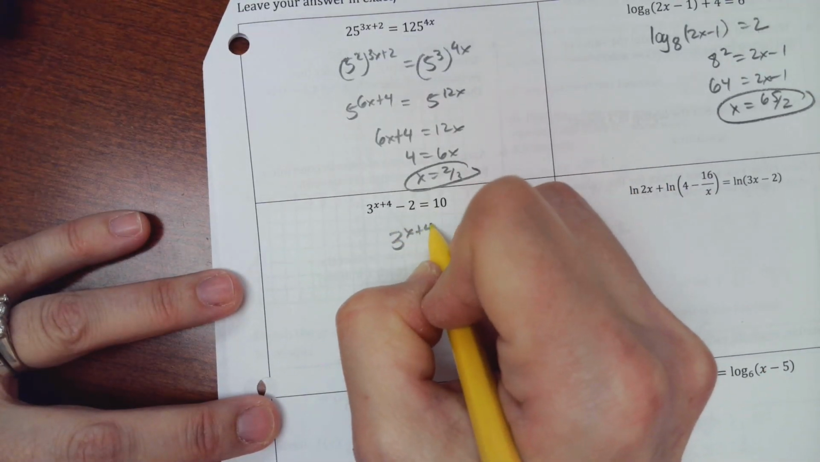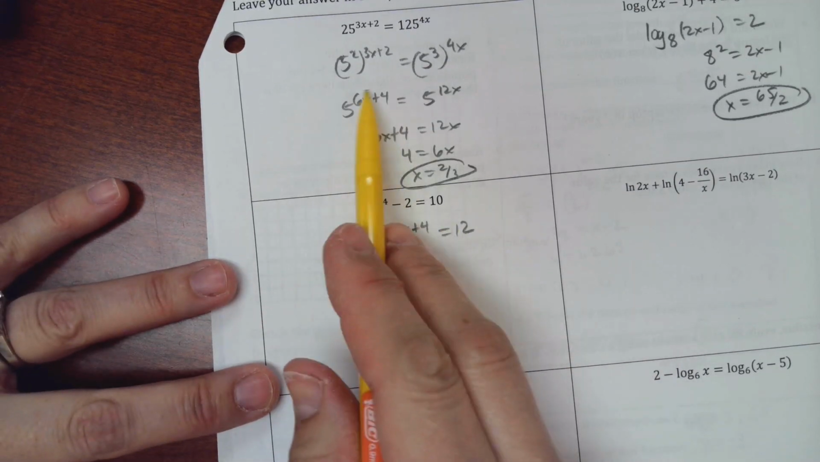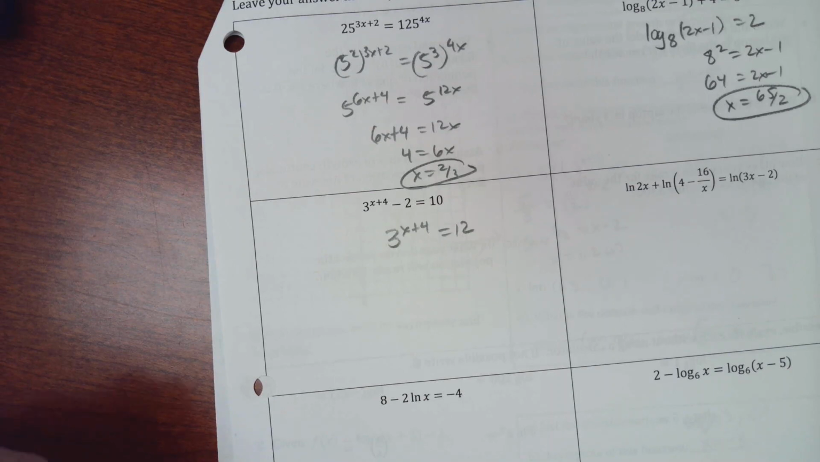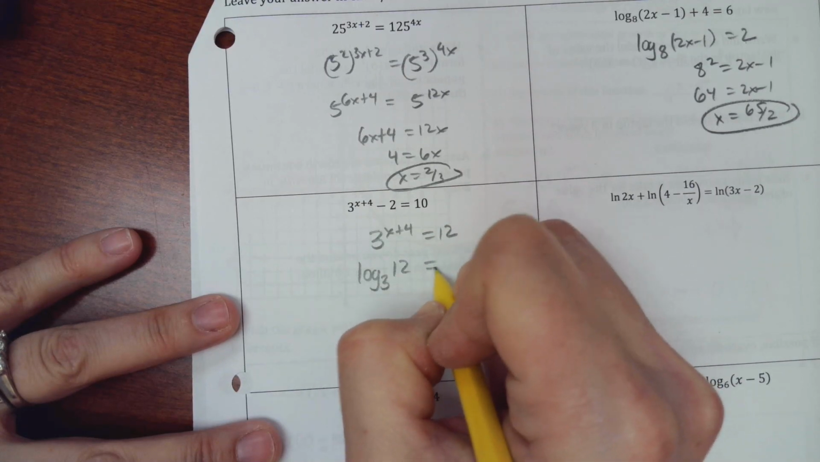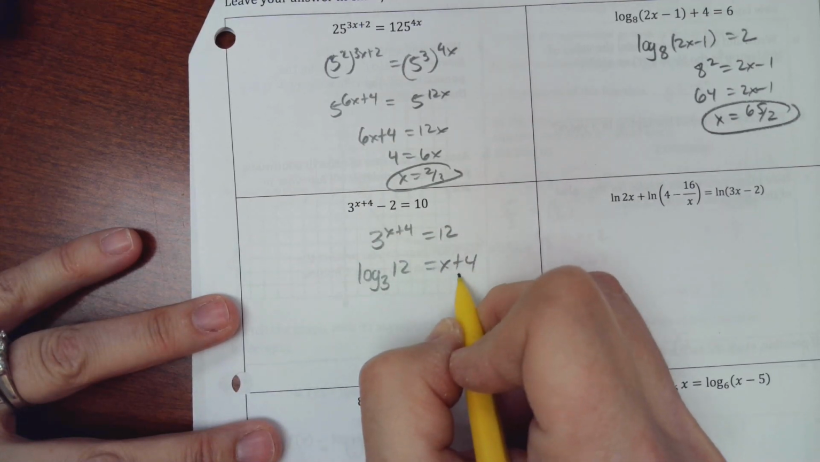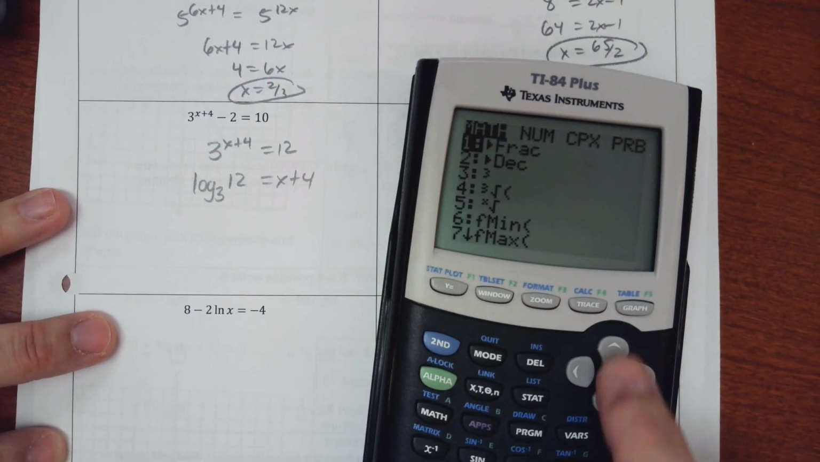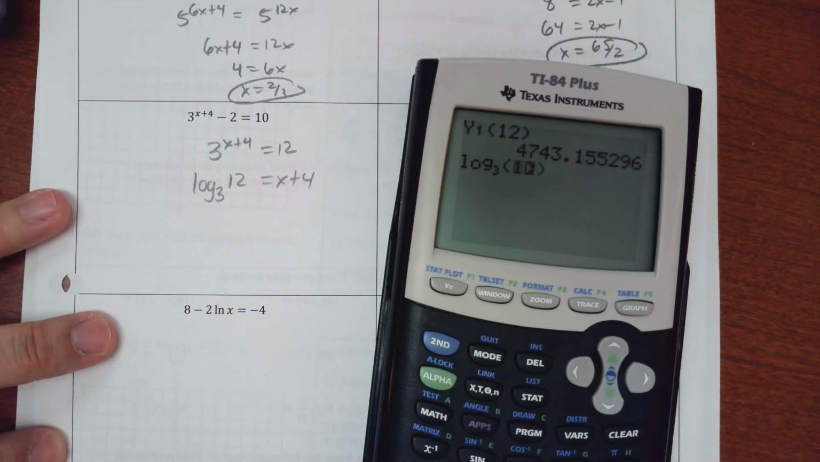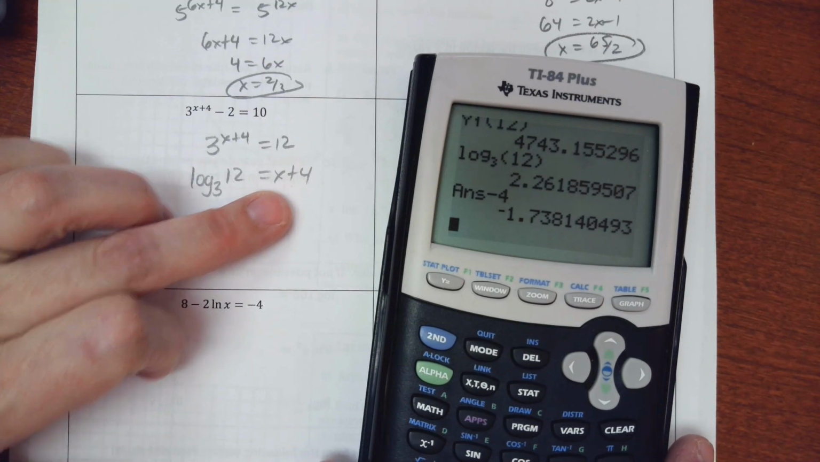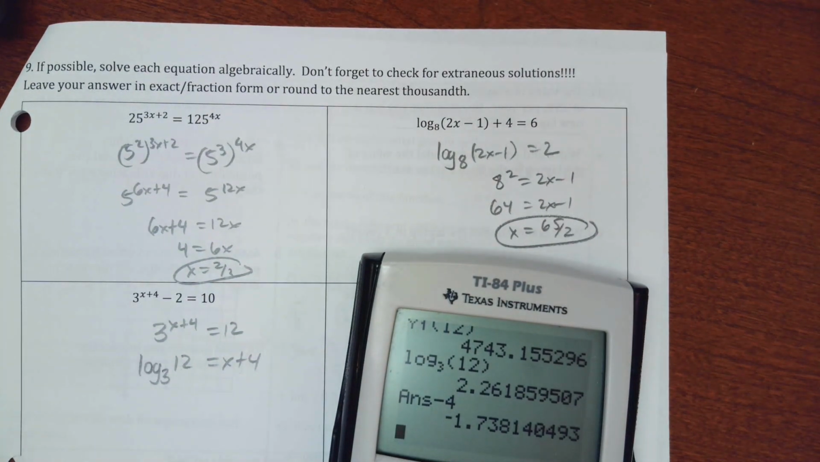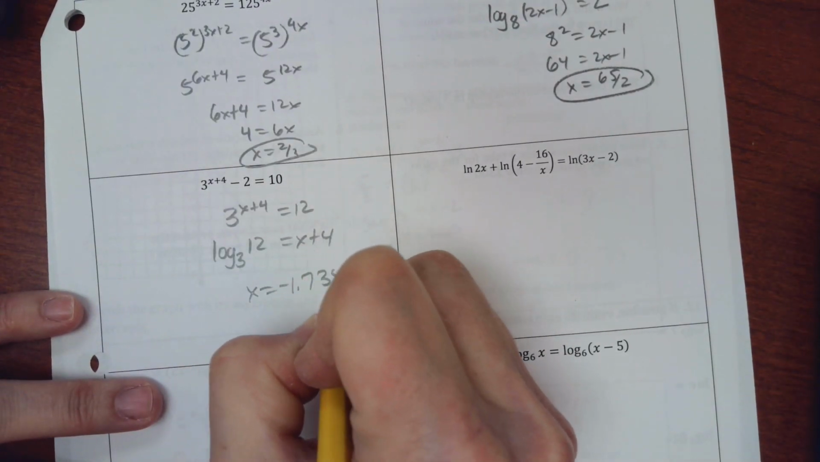So 3 to the x plus 4 equals 12. I do not know a power of 3 that I can change 12 into, so it's not like this problem. So for an exponent problem that I do not know the trick for, I have to write it as a log. So I write log base 3 of 12 equals x plus 4. So 3 to the x plus 4 equals 12. That's what that says. So log base 3 of 12 is something I find in my calculator, my log base. All right, and then I'm going to have to subtract 4. So rounding to the nearest thousandth, so that's 3 places, 1.738. So x equals negative 1.738.